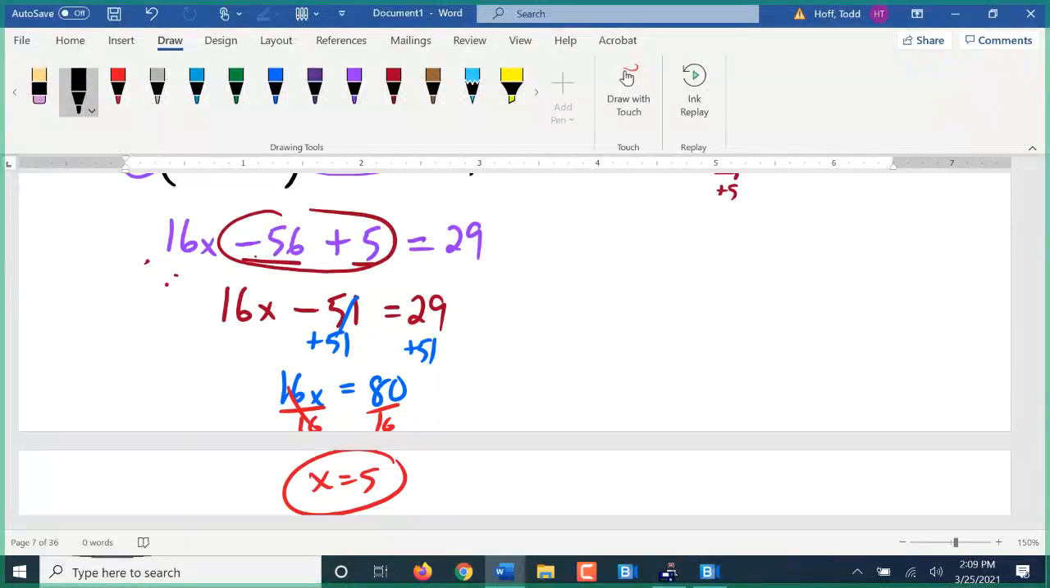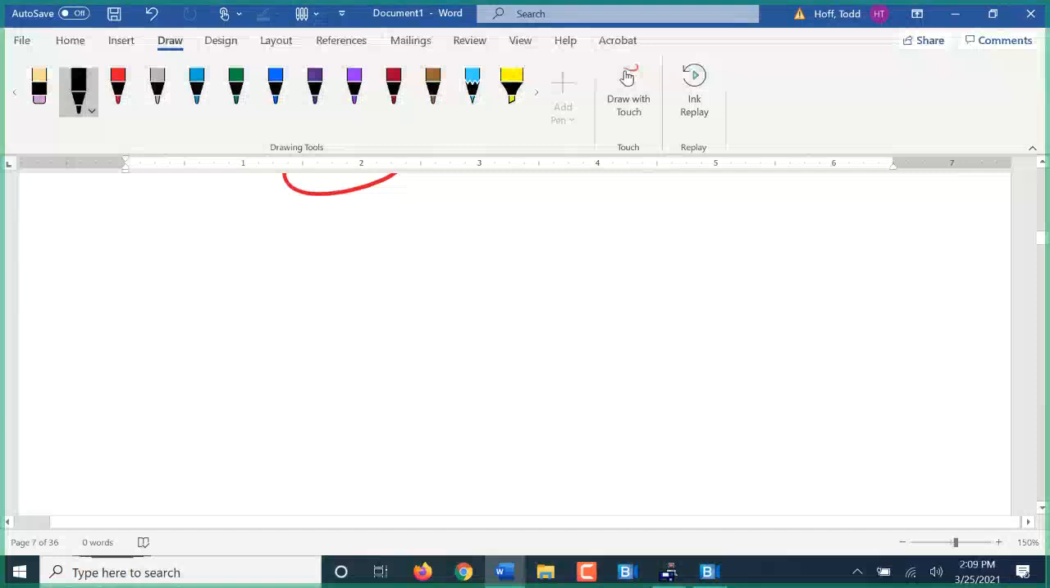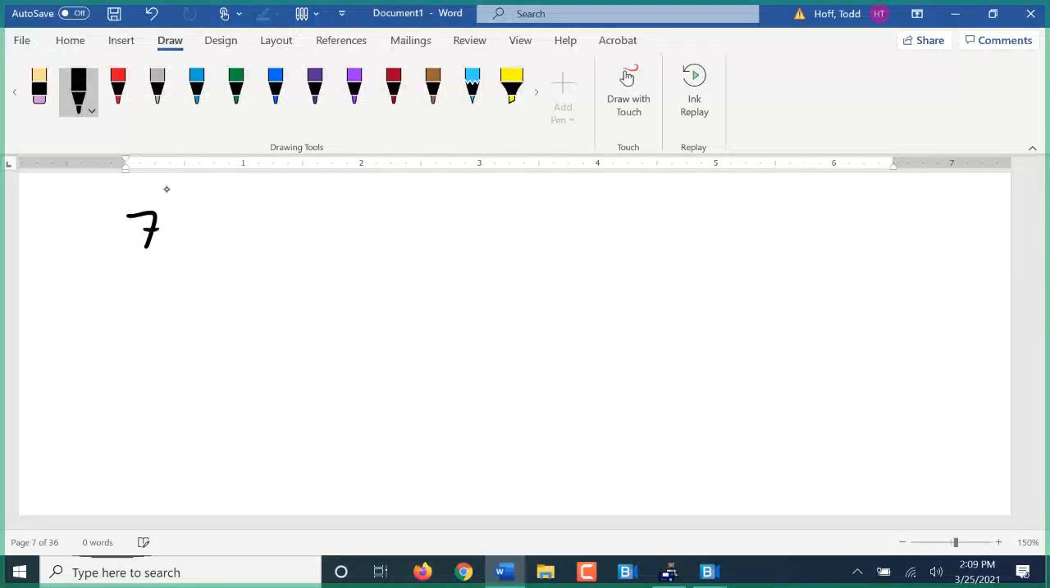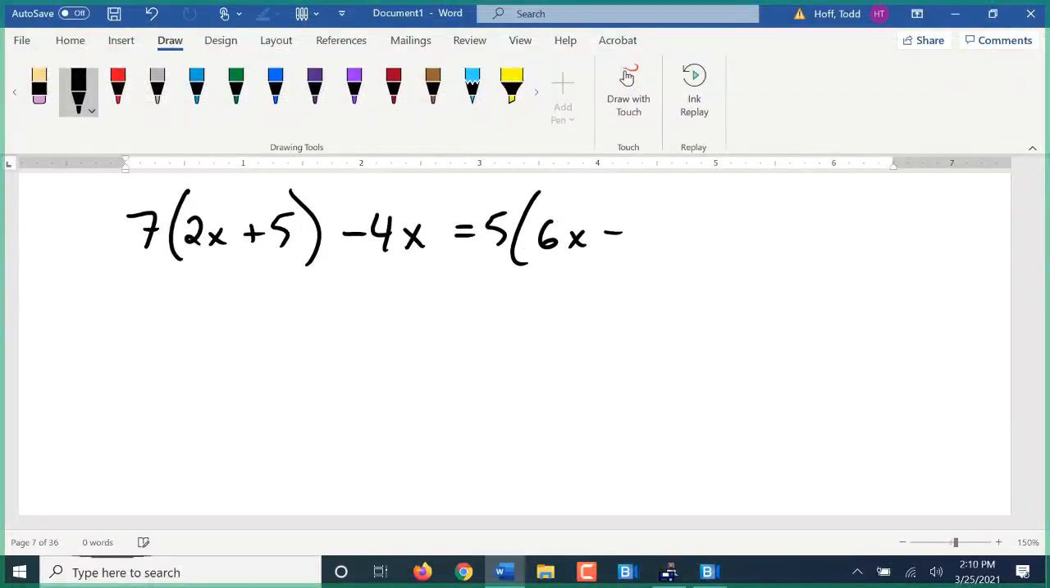Well, there's other ways that this can be complicated. I can throw variables on both sides. Like this, 7 times 2x plus 5 minus 4x equals 5 times 6x minus 3 plus 4.